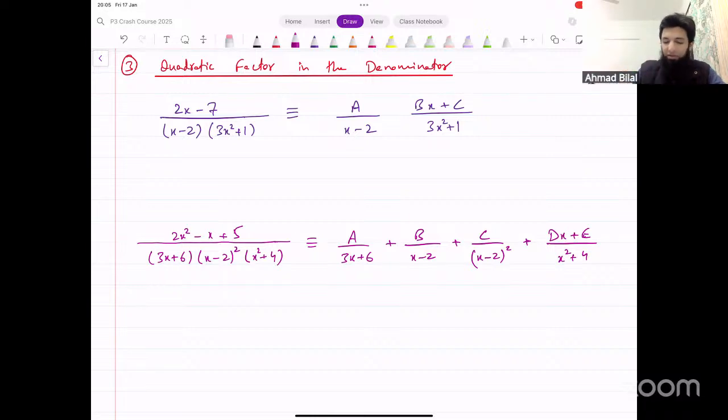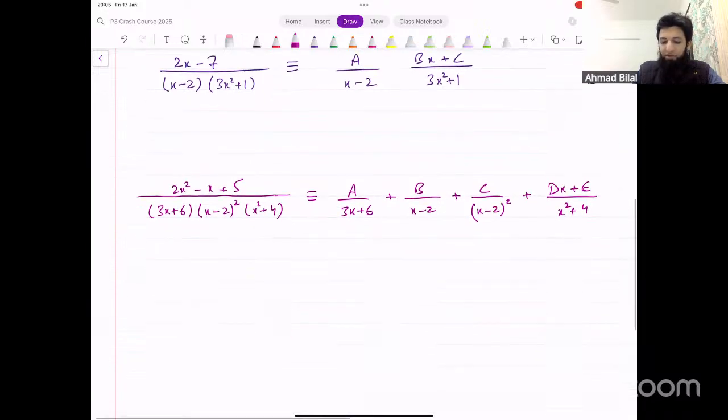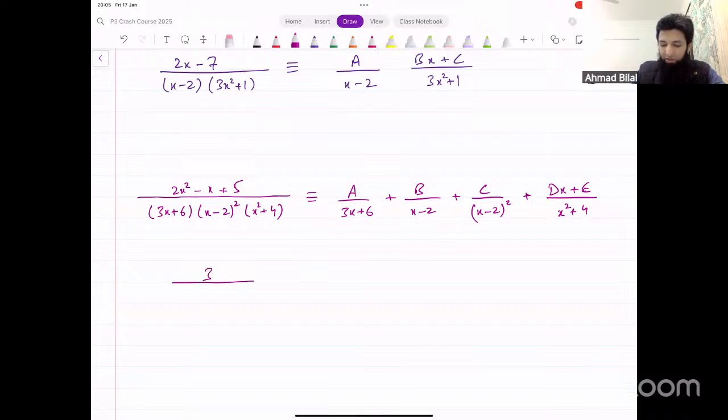Okay, let me write down another example. So I would want all of you to write down the partial fraction form for this. Let's say I have 3 over 2x minus 1 into x squared minus 4. Can all of you write down the form that we would get in this case? What will be the partial fractions form for this?